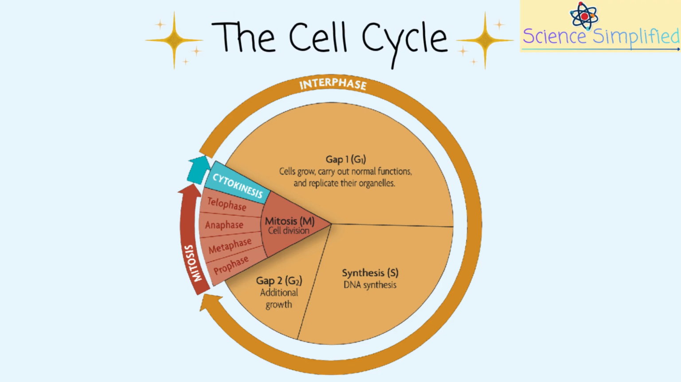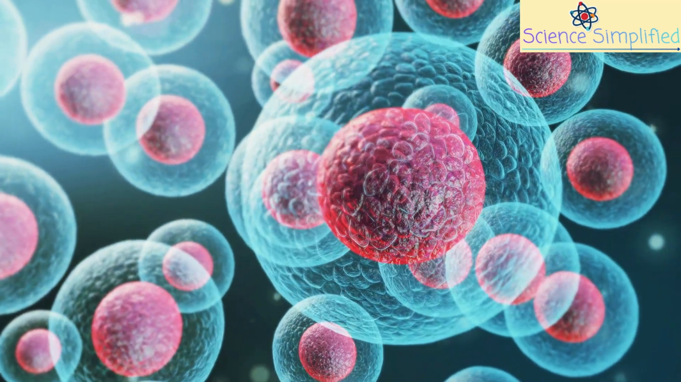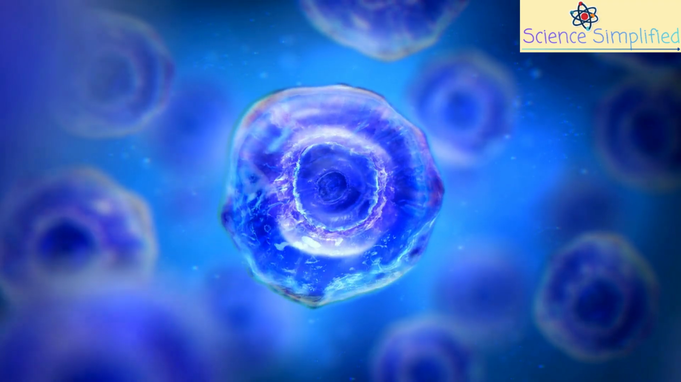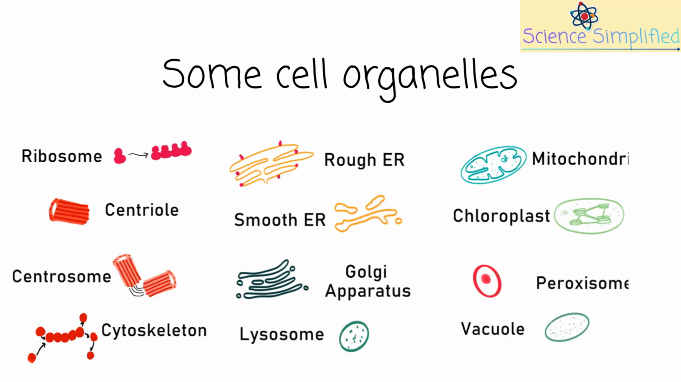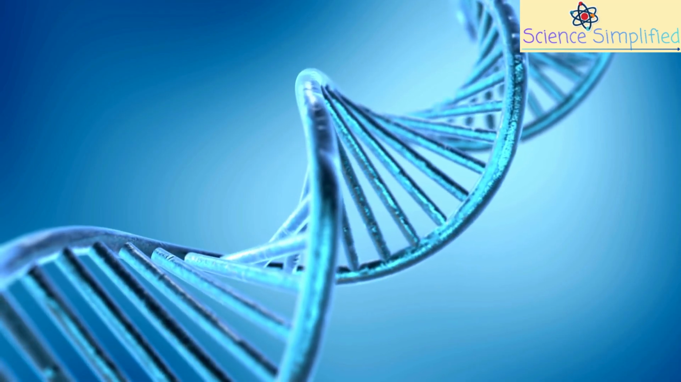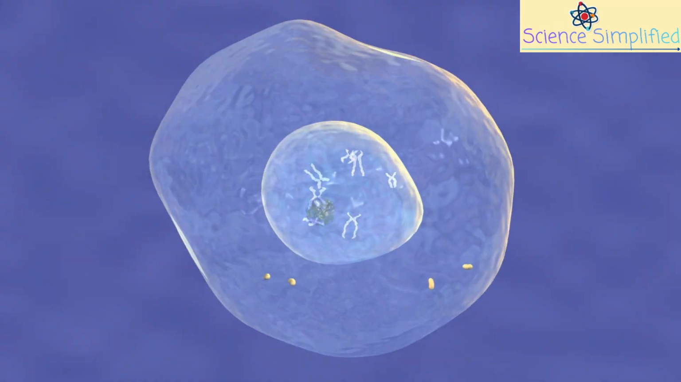In summary, the cell cycle is an important process in multicellular organisms where one cell divides into two cells, and those two cells are genetically identical. It begins with G1 phase, when the cell grows and makes copies of its organelles. Next, in S phase, the cell's DNA is replicated, and then in G2 phase, the cell continues to grow.